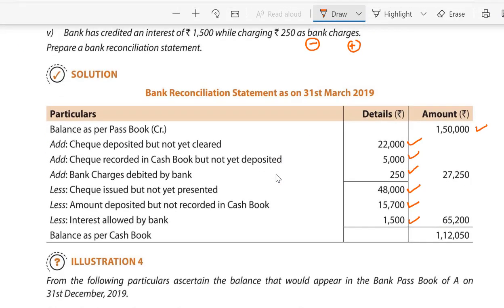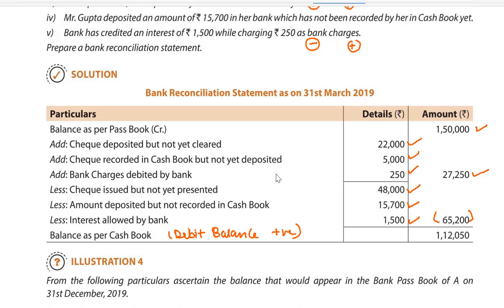So 22,000 plus 5,000 plus 250, the total is 27,250. 48,000 plus 15,700 plus 1,500, we need to deduct 65,200. So 1,50,000 plus 27,250 minus 65,200. Balance as per cash book is 1,12,050. Which balance is this? This is a debit balance. Why? Because this balance is positive. I believe it is clear over here. Crystal clear. Shall we move ahead?